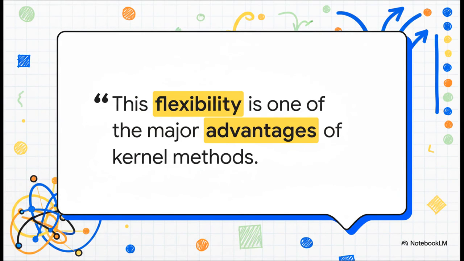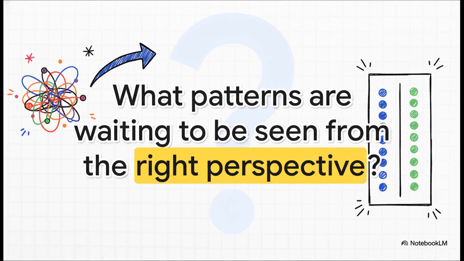And as our source material points out, this incredible flexibility is really what makes the whole technique so powerful. You can design a kernel for almost any kind of data you can think of: text, images, even complex biological structures. And you can immediately plug it into this whole suite of battle-tested algorithms. So I guess the big takeaway here is that sometimes the most complex problems don't actually need more complex tools. They just need a new perspective. And it really makes you wonder, doesn't it? What other huge, seemingly unsolvable problems in our world are just a change of perspective away from a simple, elegant solution?